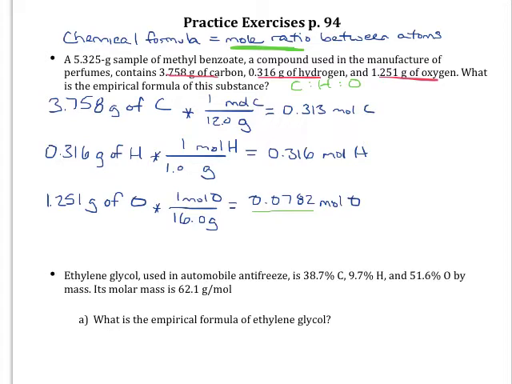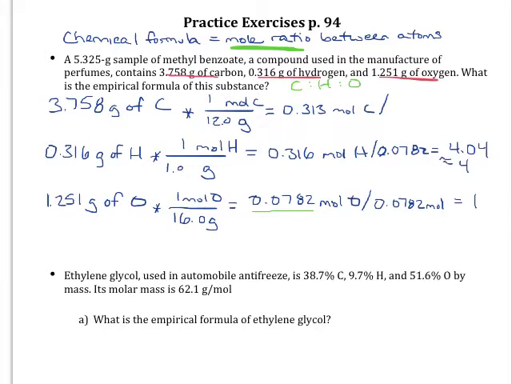Since it's easier to look at these ratios when they're whole numbers, we're going to go ahead and divide everything by that smallest in order to get a whole number. So we're actually going to divide this one by itself, and that gives us 1, and that makes sense because any number divided by itself is 1. Do the same thing for the hydrogen. And we're going to get 4.04, which is pretty close to 4.